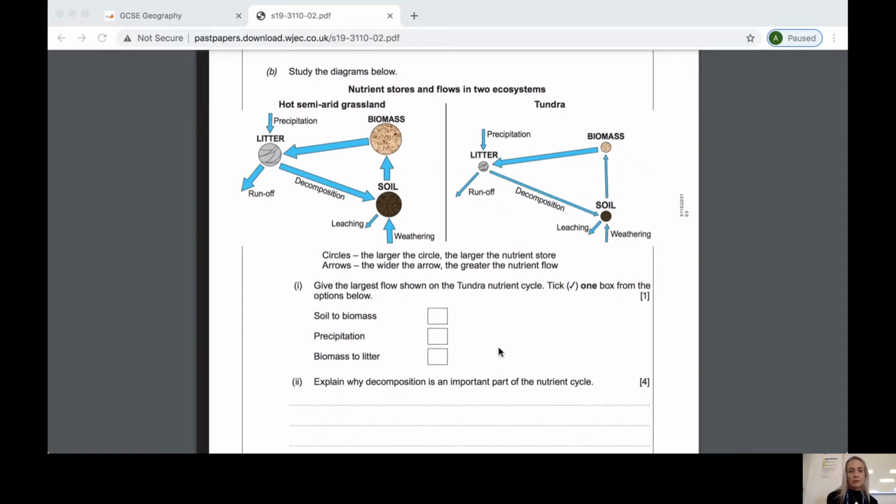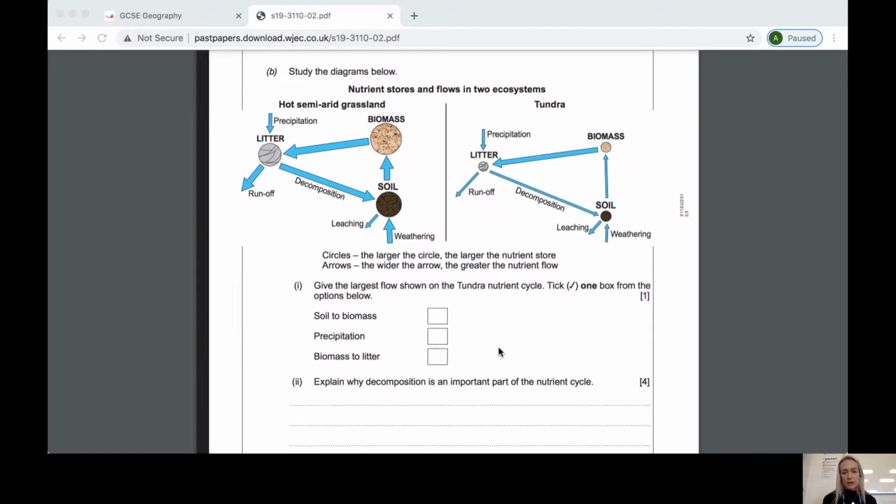Whereas a hot semi-arid grassland remains dry and hot all year. So the circles are proportional, which means large circles represent a lot, and smaller circles represent less. You've got biomass. Biomass is living things, so the leaf, the roots, the trunk of the tree, the grass, whatever it is, okay, the vegetation. The litter is what's on the ground, any twigs and leaves, and then the soil is the soil.